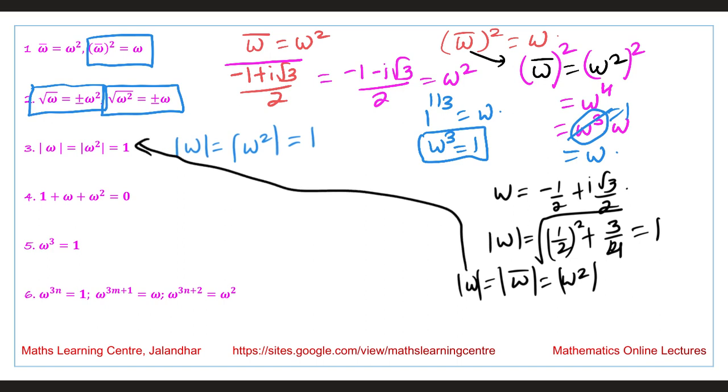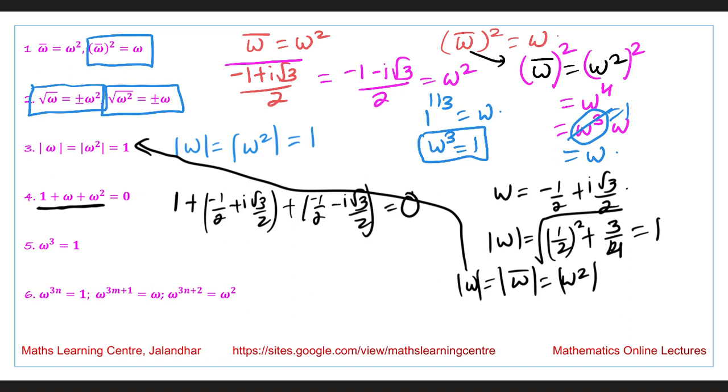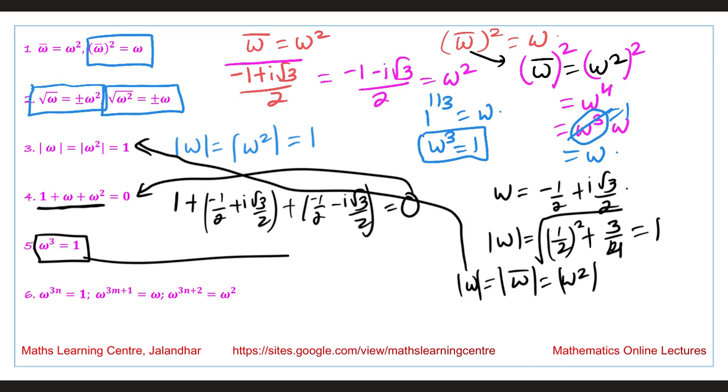Next is 1 plus omega plus omega square is equal to 0. If we talk about this value, it is 1 plus minus 1 by 2 plus iota root 3 by 2 plus minus 1 by 2 minus iota root 3 by 2. Clearly the value we have is equal to 0. So we have 1 plus omega plus omega square is equal to 0. Then we have omega cube is equal to 1. This thing we have already seen, that omega cube is equal to 1.